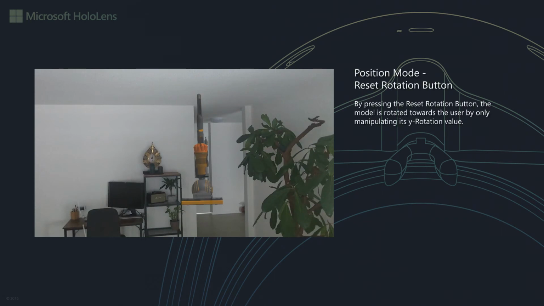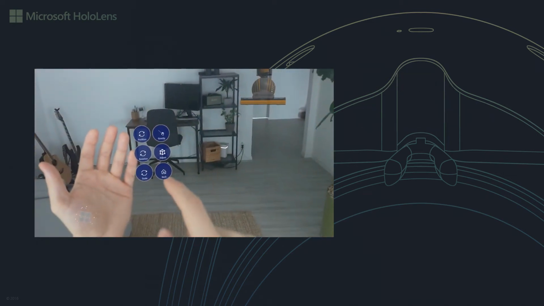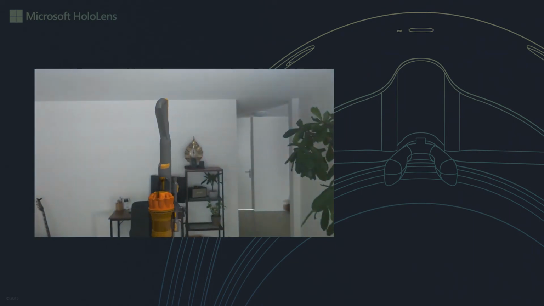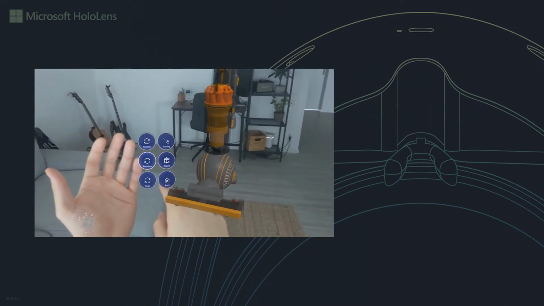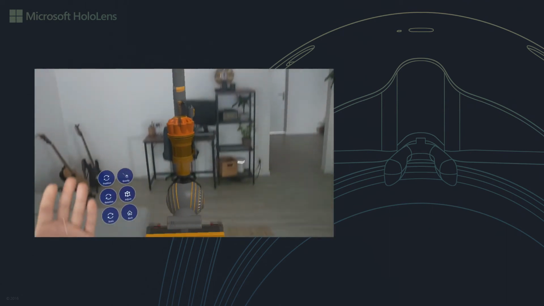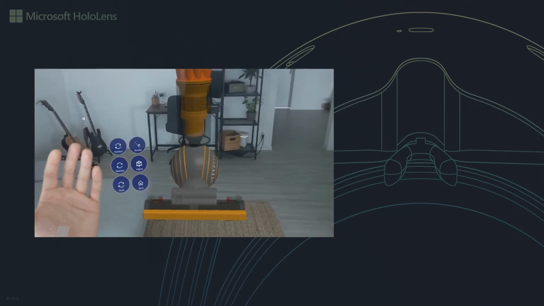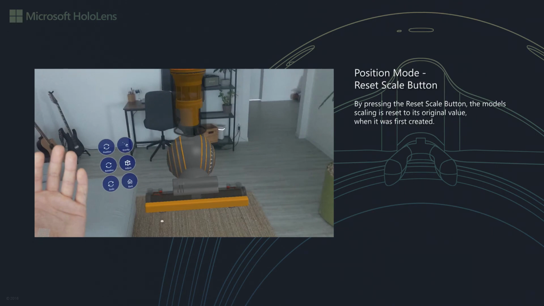By pressing the reset rotation button, the model is rotated towards the user by only manipulating its Y rotation value. By pressing the reset position button, the model is placed directly in front of the user using the calculated distance from before. By pressing the reset scale button, the model's scaling is reset to its original value when it was first created.